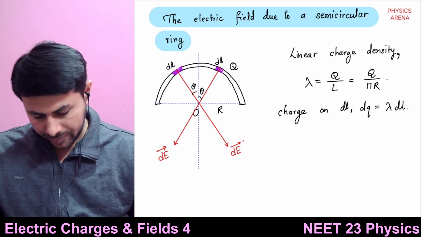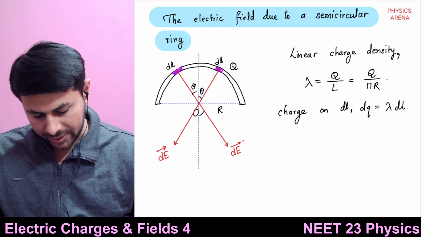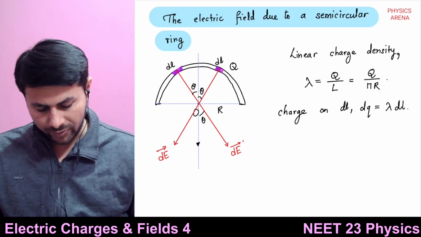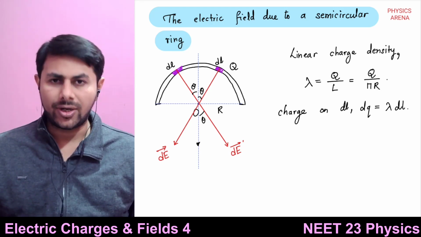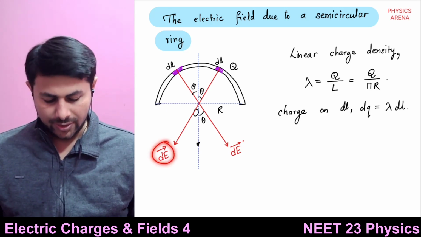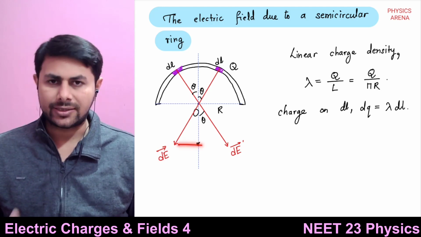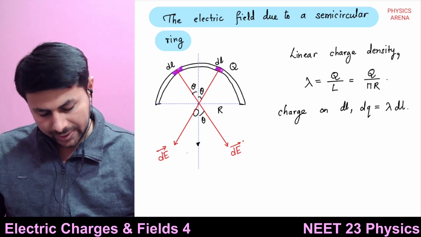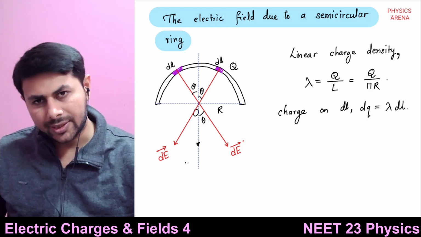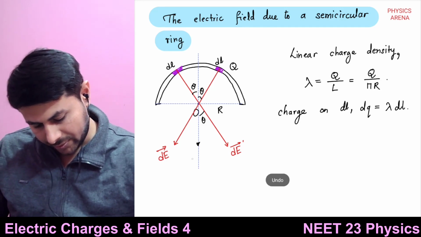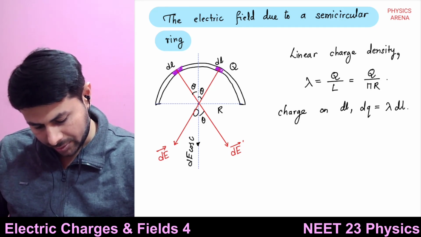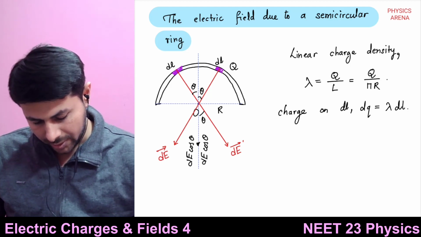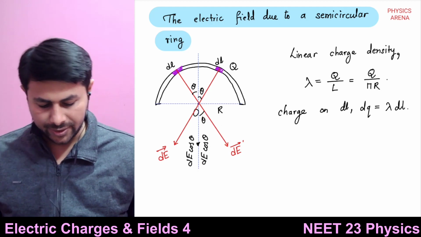Now, because this angle is theta, the component along the y-axis would be dE cos theta, and the component of this electric field along the y-axis would also be dE cos theta. So these components are in the same direction. We have dE cos theta due to this one and dE cos theta due to this electric field. They get added.